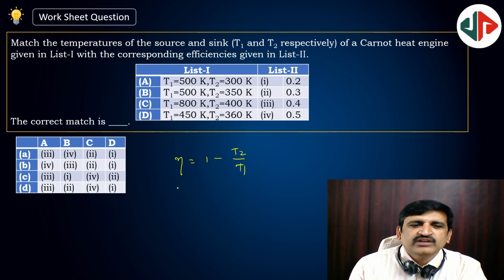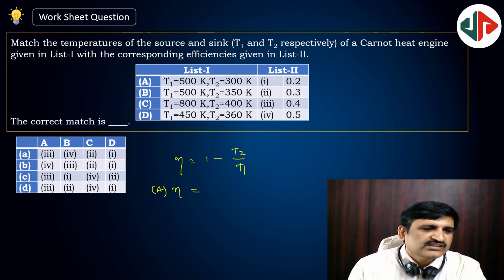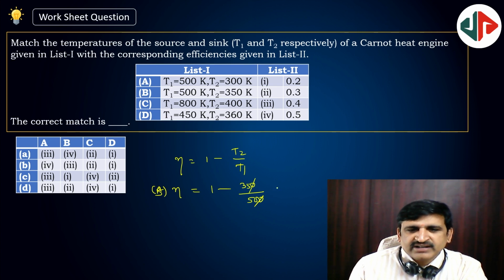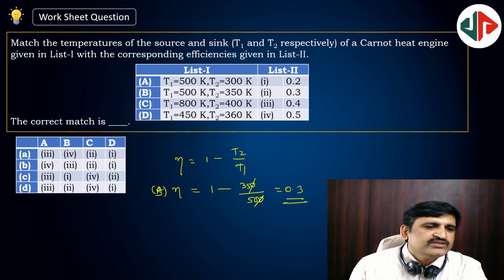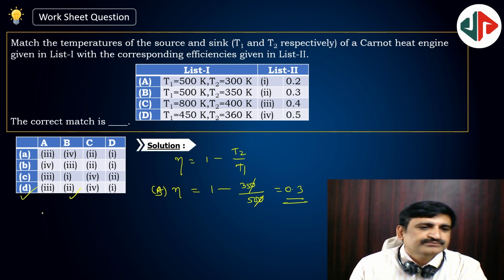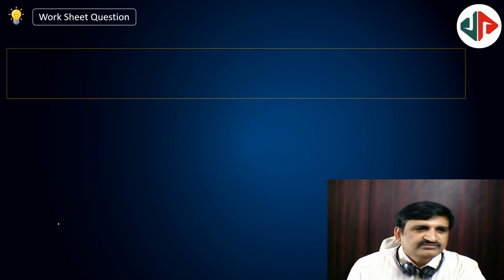If you want, I can do one. Eta for the first one is equal to 1 minus... option A is matched with 3. Why should I do this one? This is the second one, B, I will do. B: 1 minus T2 350 by 500. So 0, 0 will go. 5 sevens 7 by 10, 7 by 10 means 3 by 10, 3 by 10 means 0.3. That means 2, yes, 0.3. That means B should be matched with the second option. So it's D. Like that you can do it fast.